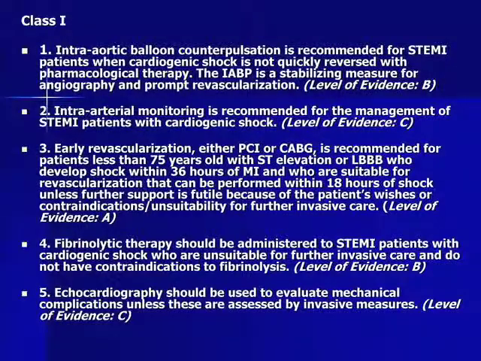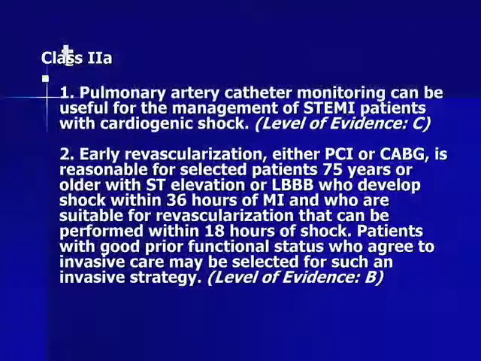Okay, so what do you do for folks with cardiogenic shock? These are the class 1 indications in the setting of cardiogenic shock. You put an intra-aortic balloon pump in these patients. Okay, the intra-aortic balloon pump is not associated with mortality benefit. It's just a supportive device. It's not a therapeutic device, which is why that was there in the question. You do intra-arterial monitoring. You perform an early revascularization strategy. You should put a pulmonary artery catheter in these patients.